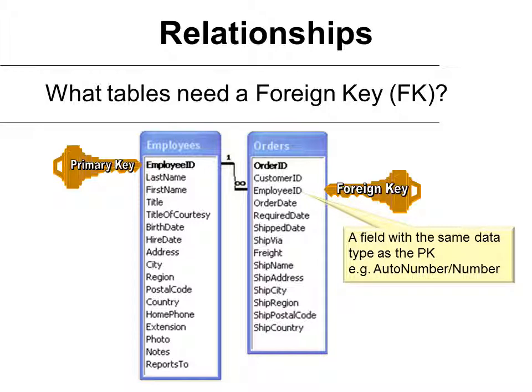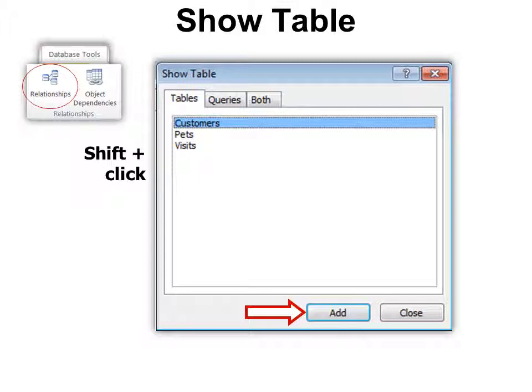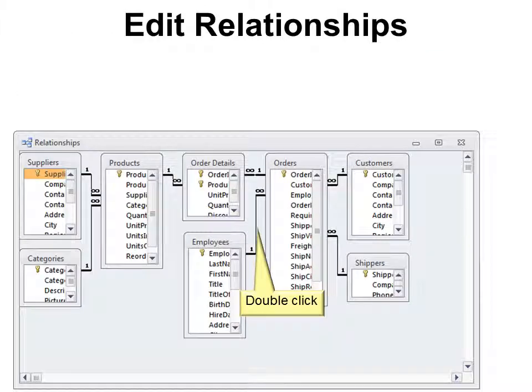In other words, one employee has many orders, so the primary key is here, but it is a foreign key in the orders table. One to many. How do we create it? Click Database Tools, Relationships. All your tables will be listed. Use Shift-click to select them all and then click Add. To edit relationships, double-click on the line in between.